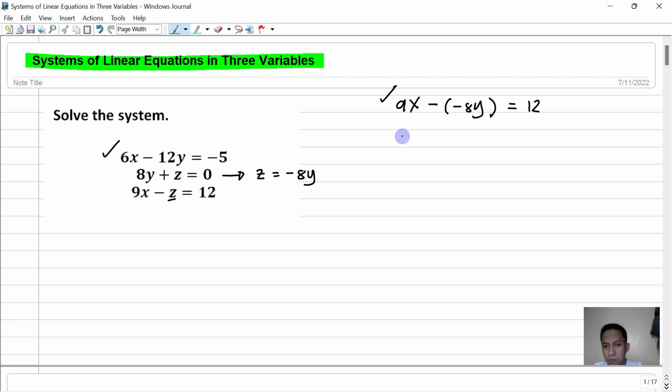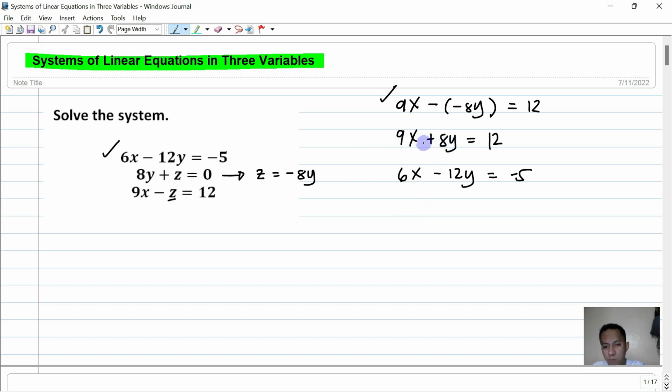Let's first simplify this. This becomes 9x, and negative times negative 8y is positive 8y, and we have here 12. Using this equation and our first equation, we can actually solve for x or for y if we use elimination. So 6x minus 12y equals negative 5. Here, let's decide whether to eliminate x or y. Let's first solve for x.